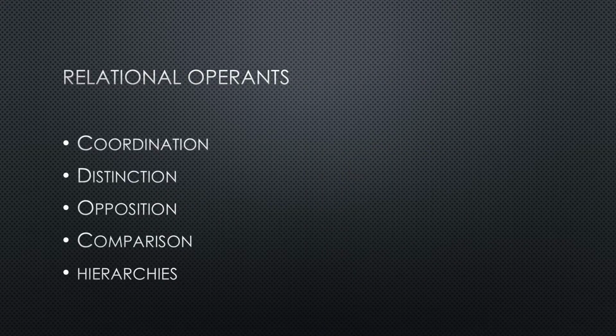Stimuli can arbitrarily be related in many different ways. These are just a few examples from the assigned reading. Let's review them first. Which of these is an example of coordination? Distinction, opposition, comparison, and how about hierarchy? With regards to each type of relation, if one relation between stimuli is taught, others can emerge.